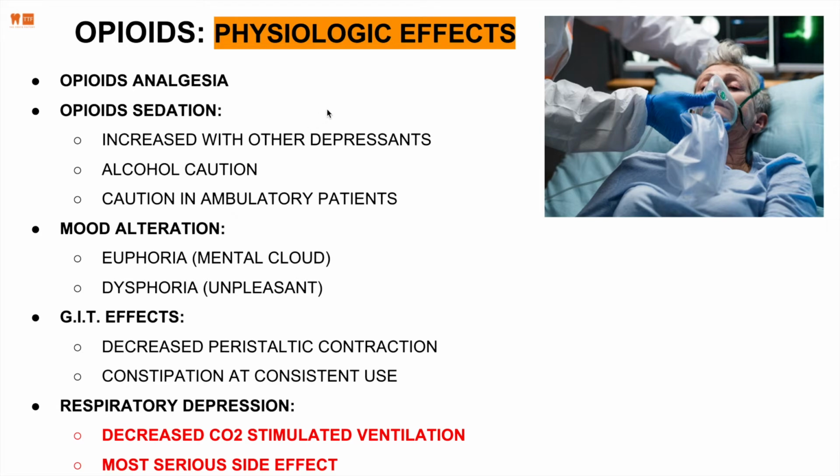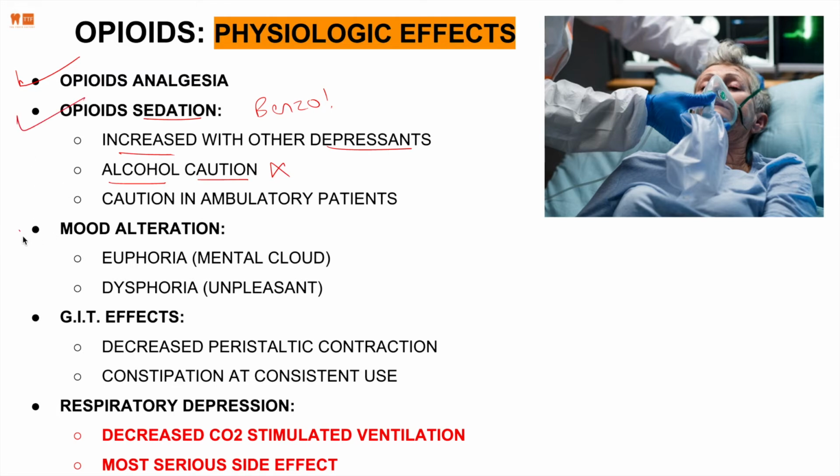Now let's take a look at the physiologic effects of opioids. Now these are no longer therapeutic effects. This is what actually happens to our body. Opioid analgesia, very simple. We know it kills pain. What about sedation? Well, opioids will have increased sedation with other depressants. So if you use opioids with, for example, benzos together, it will lead to increased depression in terms of your CNS. Alcohol, we need to be cautious to use with opioids. Ideally, we shouldn't be using them. And then caution in ambulatory patients.